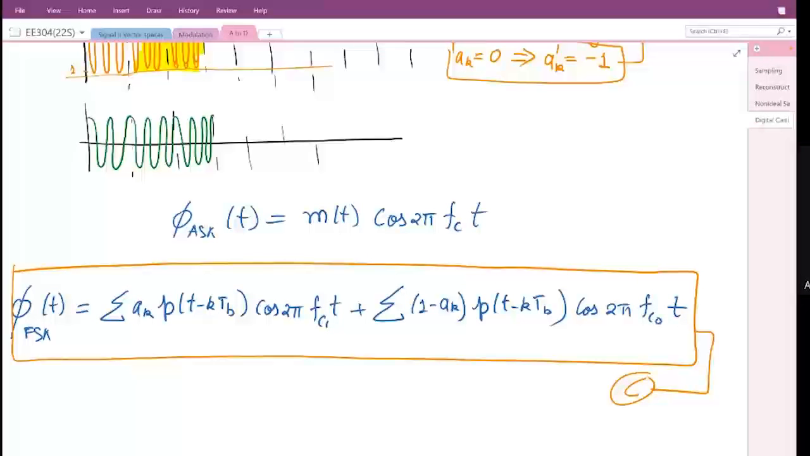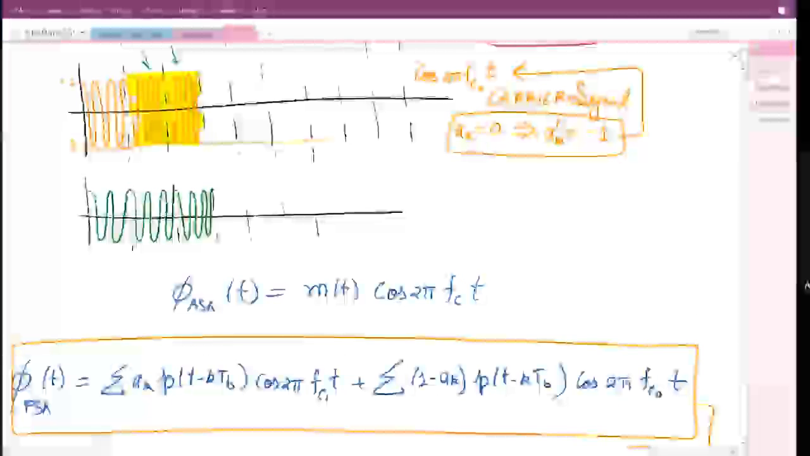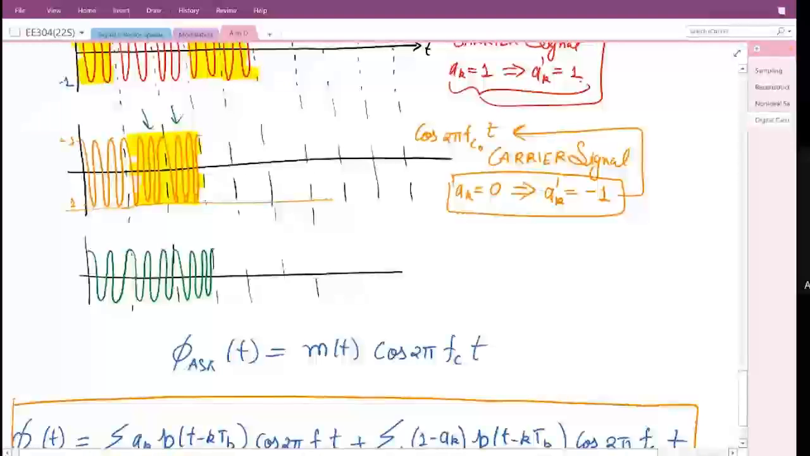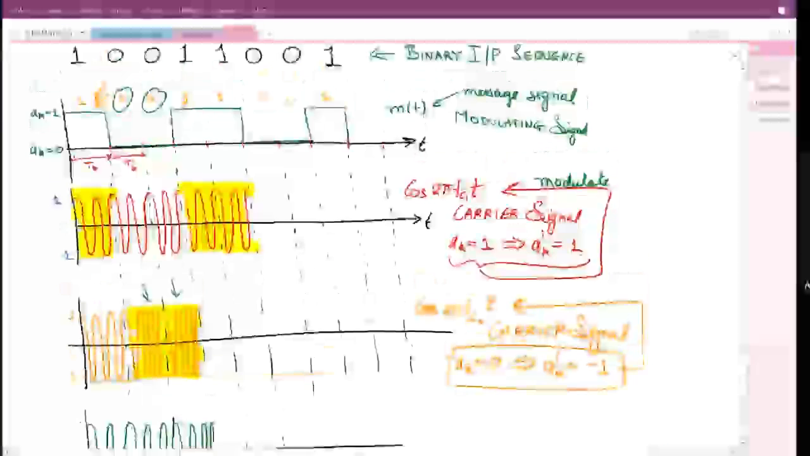Sir, can we have multiple levels as well? Like in this, we are having 2 levels. If I add 3 levels or 4 levels, then in that case, I will be requiring 3 to 4 carrier signals as well. Yes, this is what I was coming on to.